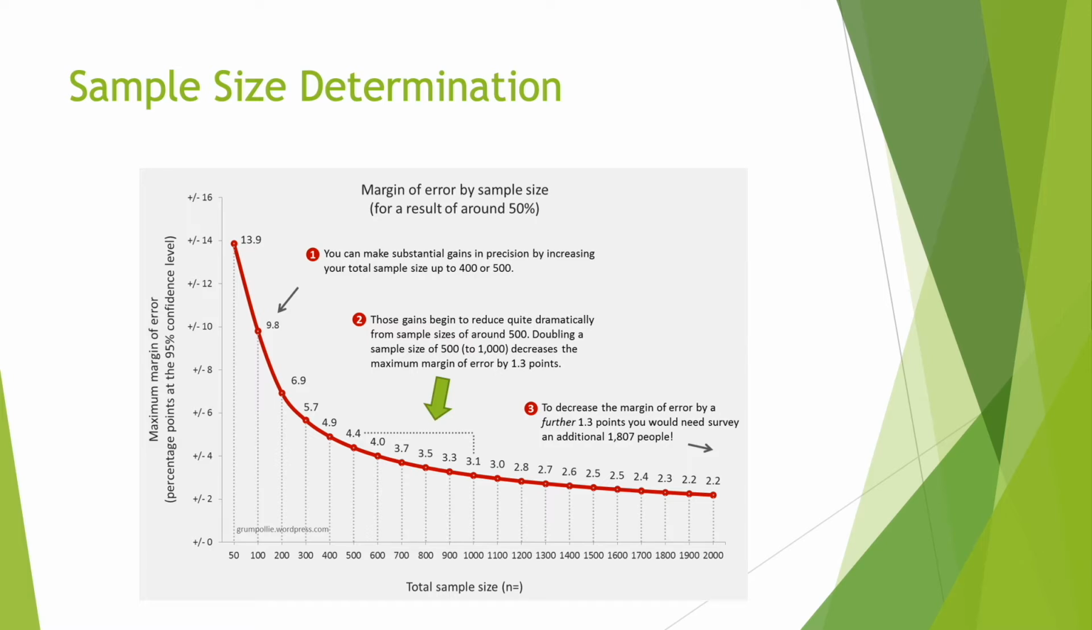However, if one wishes to further decrease this margin of error by another 1.3 points, the total sample size has to be increased to 2800. Now, unless your study protocol demands the narrowest margin of error possible, and you have the funding and resources to do it, then getting such a large sample size may not be feasible at all.